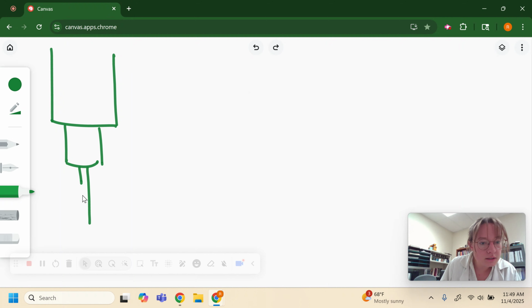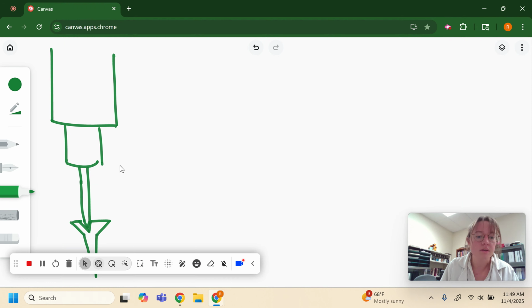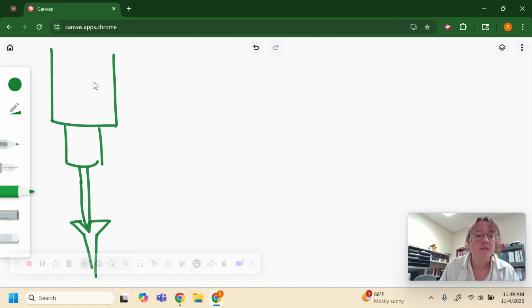Let's go long here and long here like this, and then like this. And that screwdriver is going to go down into a little screw like this. There is my screw. Okay, so there it is. Here's my screwdriver and my screw.